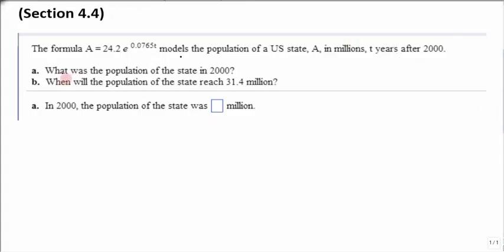So for this example, we have a formula, 24.2 times e to this exponent, that models the population of a U.S. state. So the population is A. Now, t is years after 2000. So if we have the year 2020, t would equal 20. So it's the number of years after 2000. We have two parts to this question here.